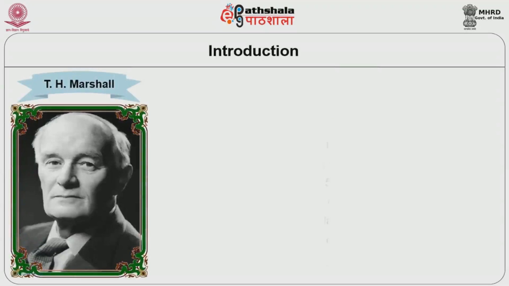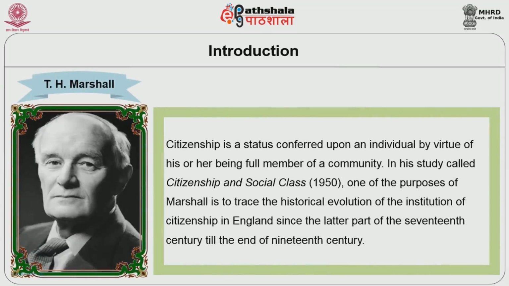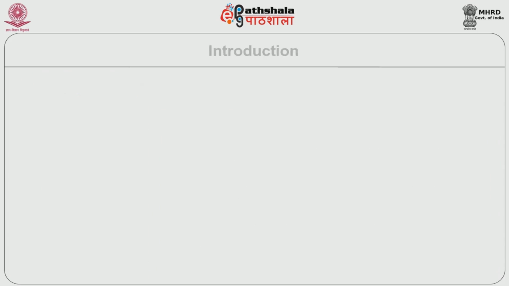According to T.H. Marshall, citizenship is a status conferred upon an individual by virtue of his or her being full members of a community. In his study called Citizenship and Social Classes in 1950, one of the purposes of Marshall is to trace the historical evolution of the institution of citizenship in England since the later part of the 17th century till the end of 19th century.